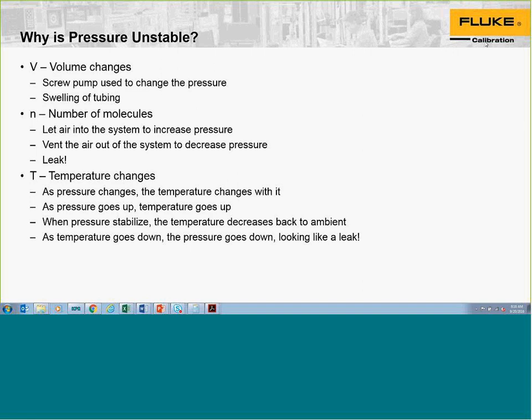When the temperature, or T, changes, the pressure changes with it. When the pressure goes up on a hydraulic pressure comparator with a screw press, that will cause the temperature of the media to go up as well. Without turning the screw press, as it stabilizes, the temperature will try to decrease, going back to ambient. As it goes down, the pressure goes down, and you think you have a leak. You'll find yourself chasing a leak that doesn't exist, simply because it's not a leak, it's temperature effects.